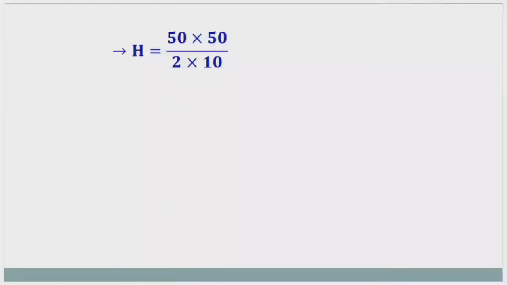50 square is equal to 50 into 50, and 2 into 10. We can cancel the 0 from 50 and the 0 from 10. So what is remaining? 50 into 5, which is 250 by 2. So h is equal to 125 meters. 250 by 2 is equal to 125 meters. That is the maximum height.